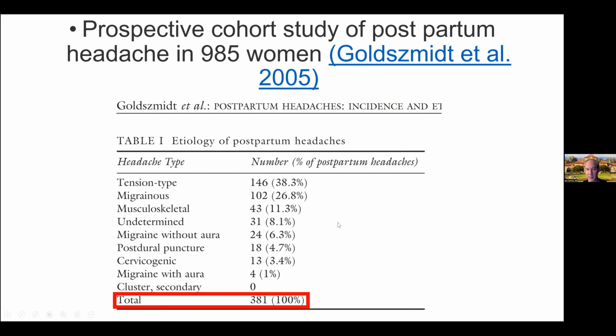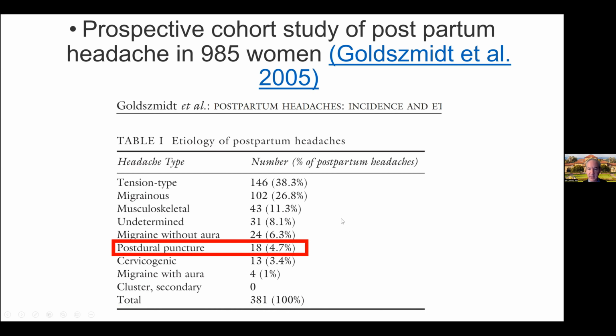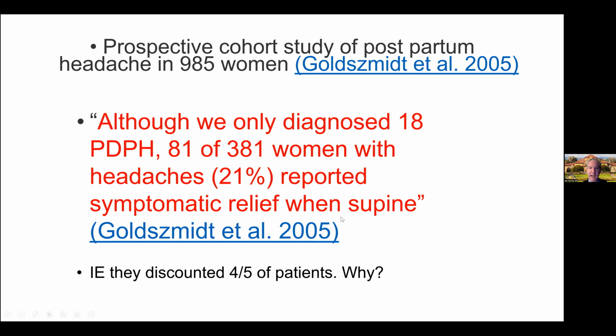But when you read their paper, what you see is that they say that although we only diagnosed 18 post-dural puncture headaches, 81 of the 381 women reported symptomatic relief when supine. So for every one patient they actually gave the diagnosis of post-dural puncture headache to, there were 5 others who had symptoms that maybe should have been attributed to post-dural puncture headache, but had migrainous features or other features that sounded like a different kind of headache. And a well-meaning neurologist evaluating them was going to give them an alternative diagnosis.